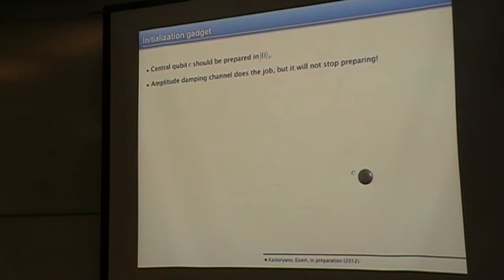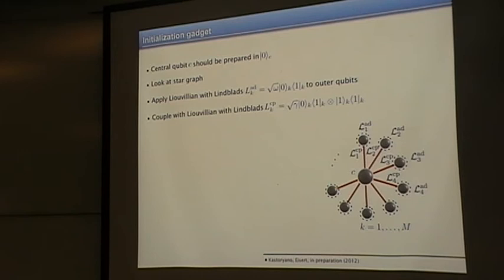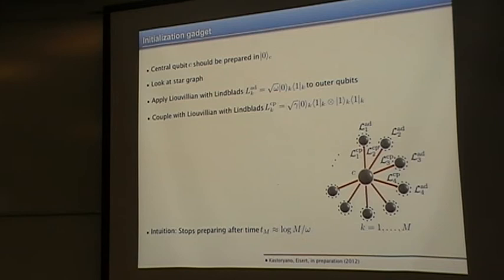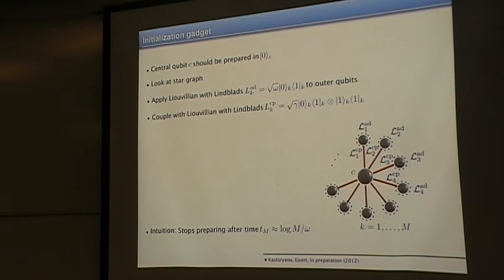How do we do it? Well, think of a star graph, think of auxiliary systems, and you apply a Lindbladian with a Lindblad operator of this form. It's like an amplitude damping channel along these nodes. And then you couple this Lindbladian with a central node, which is damped only if the auxiliary systems are excited. So conditioned on these being excited, you damp the one in the middle. Intuitively, this should stop when all these have fired their potential, at log m divided by omega, and it prepares the zero and will stop preparing. And this is indeed the case.